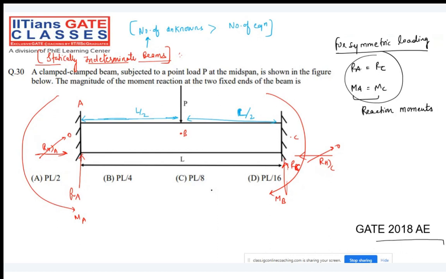We can solve this particular problem by the moment area method, and we can also solve this particular problem by the principle of superposition, right? So we have the flexibility to use any method and we can get the answer.